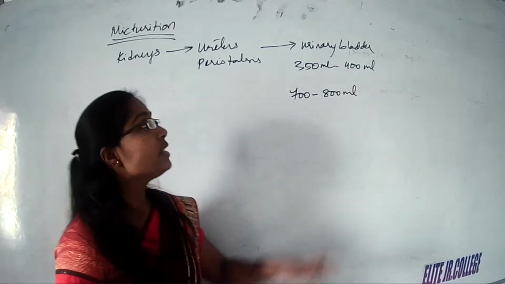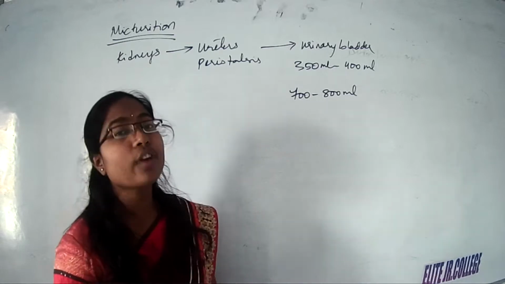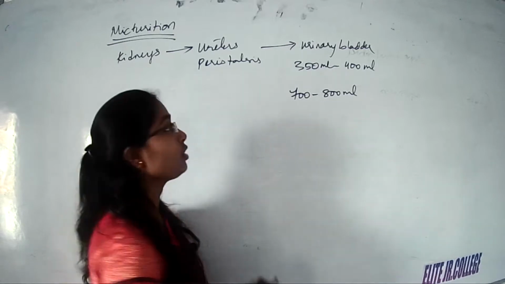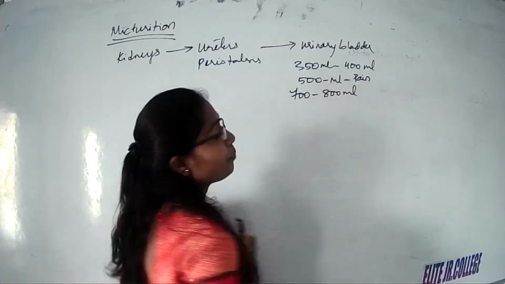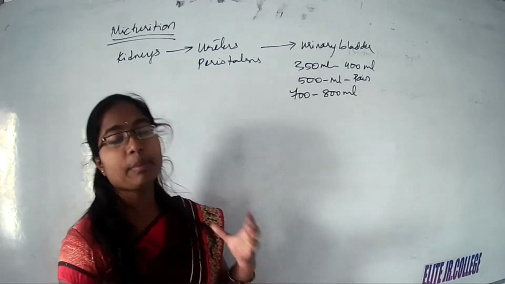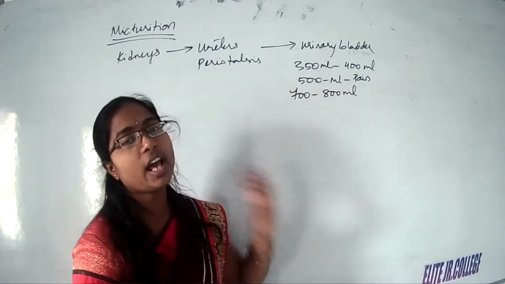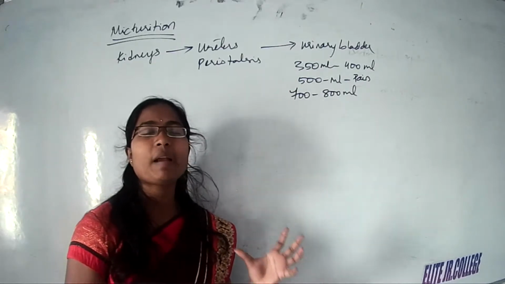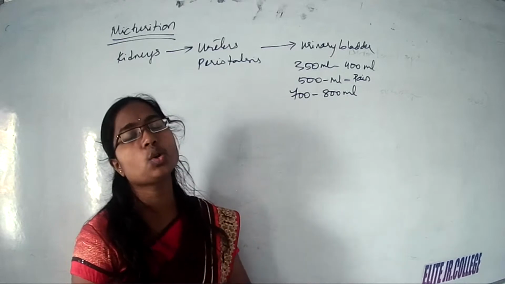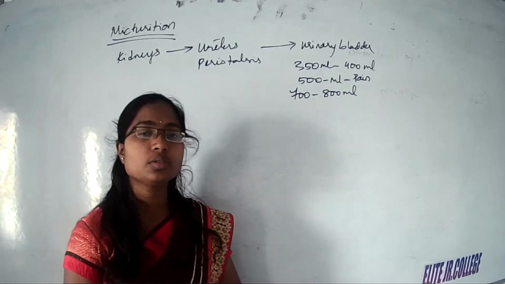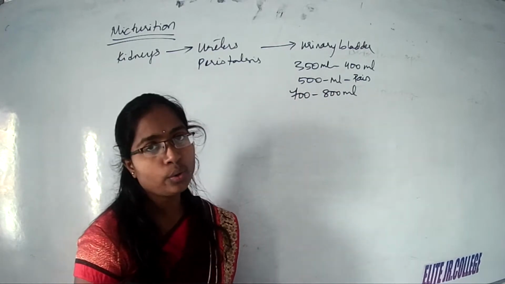It can hold up to 700 to 800 ml of urine. But right after storing 500 ml of urine only, the pain is going to start. The pain of the urinary bladder being full is going to start after 500 ml only. After the urinary bladder is filled with about 500 ml of urine, from then the pain of storing urine is going to start. But it can be filled up to 700 to 800 ml of urine.